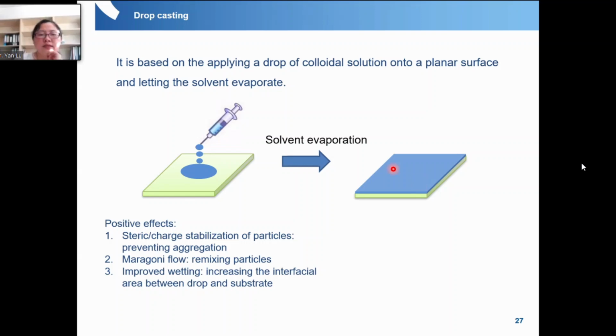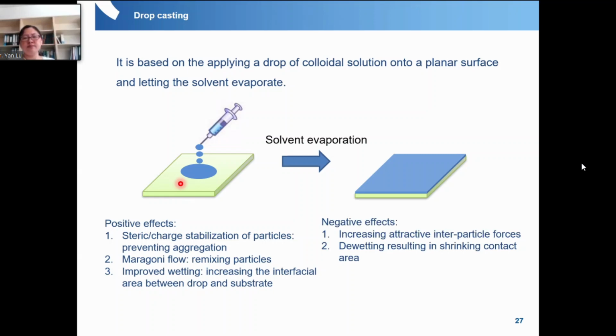So wetting means how good the solvent, in which your particles are dispersed, wets the substrate here. Because if you have a very high contact angle, it will also be difficult for you to have a homogeneously covered film on the substrate. So you should try to improve the wetting to increase the interfacial area between the drop and the substrate.